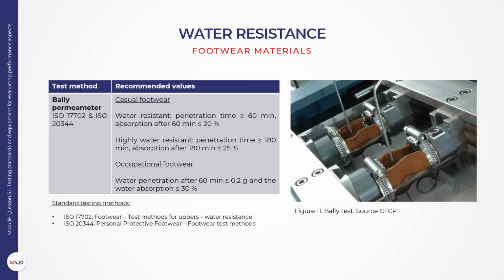The recommended values for casual footwear are as follows. Water resistant: penetration time greater than or equal to 60 minutes, where the absorption after 60 minutes is 20% or less. Highly water resistant: penetration time greater than or equal to 180 minutes, where the absorption after 180 minutes is 25% or less. The recommended values for occupational footwear are: water penetration after 60 minutes shall be 0.2 grams or less and the water absorption 30% or less.